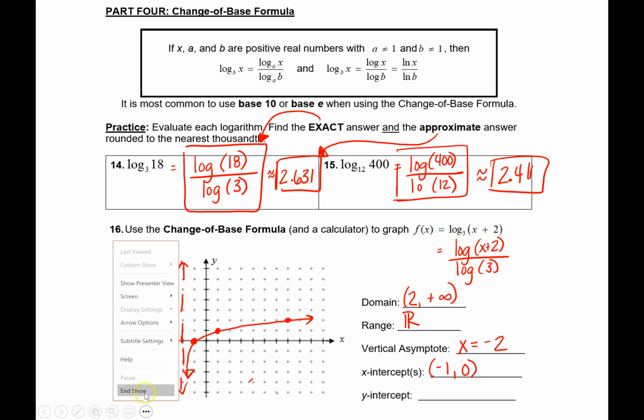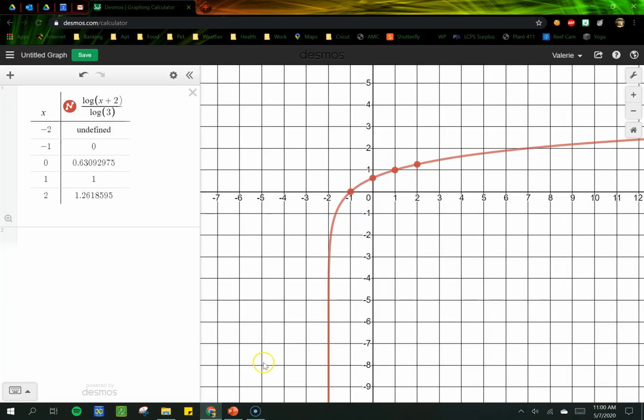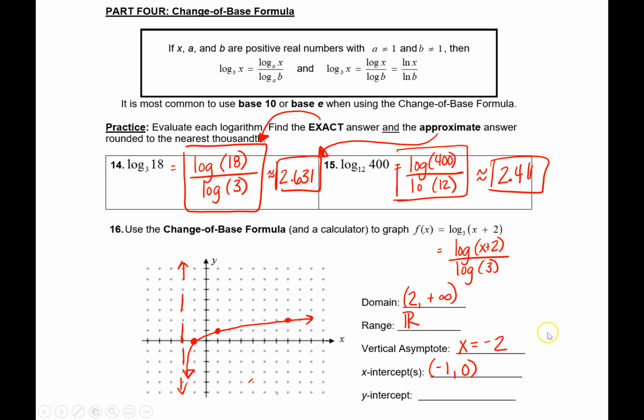So I'm actually going to go back to Desmos one more time. I know I said I wasn't going to, but I need to get that y-intercept, because remember, the y-intercept will always be something you can click and get. 0.631 is my answer for that. So I'm going to write down that ordered pair. What did I just say? 0.631. Okay, so that gives me my values, my key characteristics for that graph.